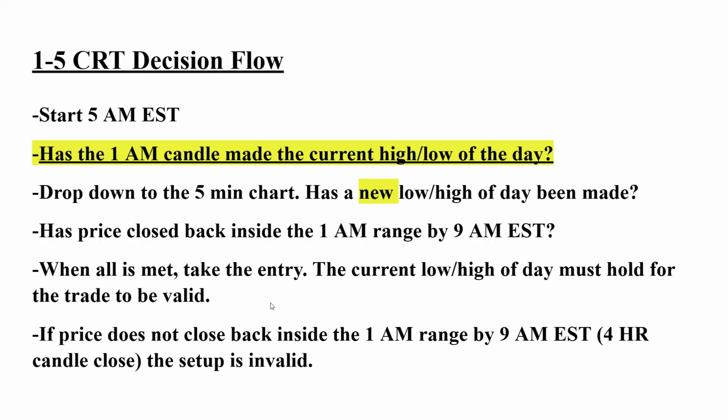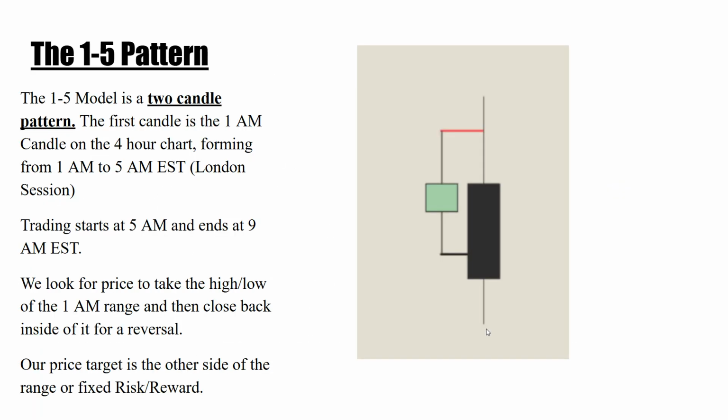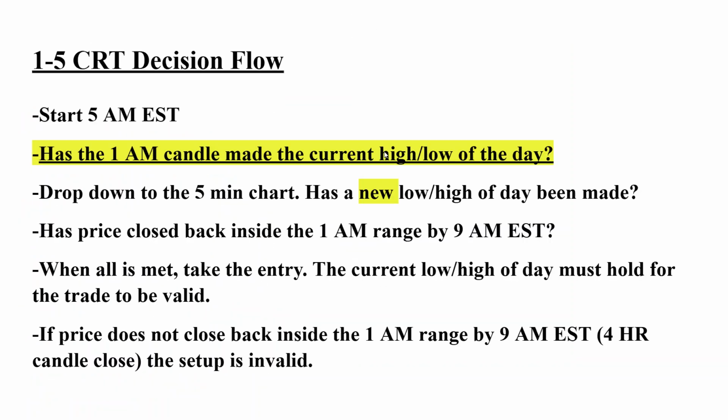If the price does not go back inside the range by 9 a.m., you can either shift to a 9-5 model, which is also on this channel, or you can just ignore the pair because this could be trending. What I mean by that is, let's say you have the first high of the day here and then price just keeps going up and does not close back inside of it. It could just be trending and you're going to be on the wrong side of it if you try to take it short.